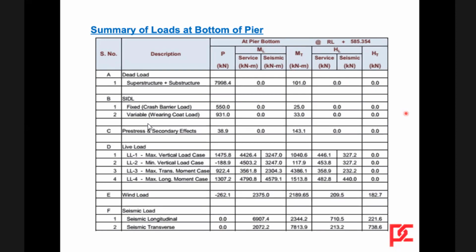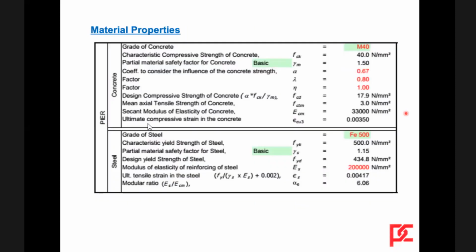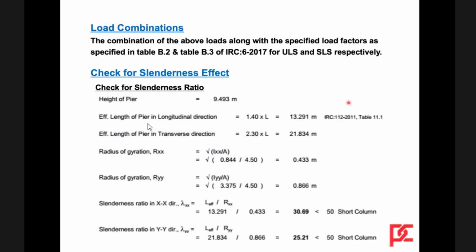And then material properties. Load combination. The combination of the above loads along with the specified load factors as specified in table B2 and B3 are used for the ULS and SLS respectively. Then we need to check the slenderness effect in the pier.